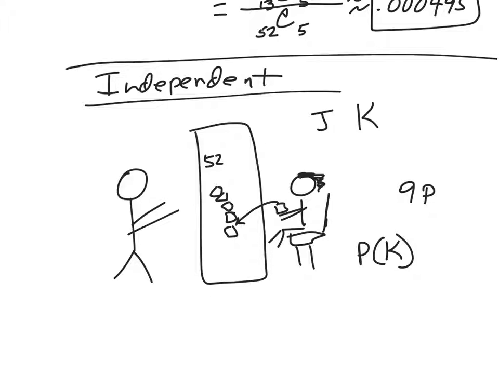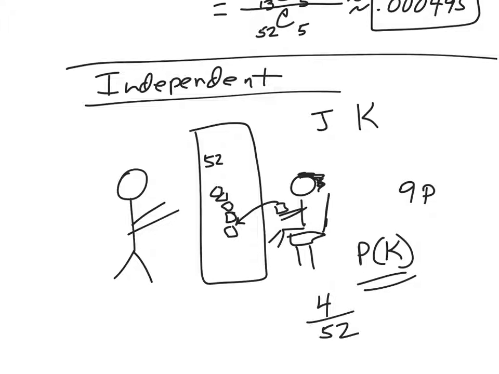Let me talk you through it again. Here's what happened. They fanned out 52 cards. She picked one up. She looked at it. It was the 9 of diamonds. She put it back in the deck. He reshuffled the deck, fanned the cards back out in front of her, and I'm asking you guys, what's the probability that she picks a king on the second? 4 out of 52. Okay, you said 12, but you meant 4.